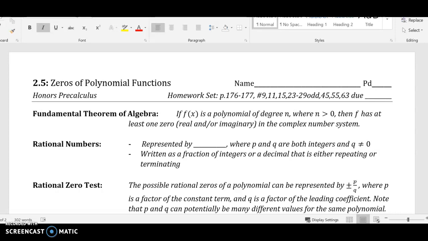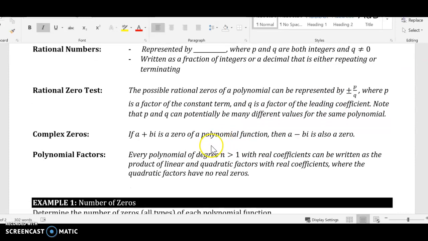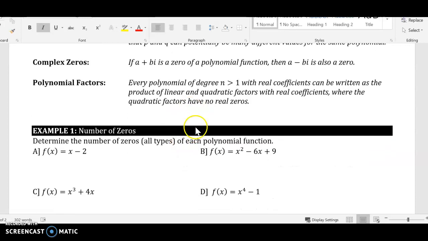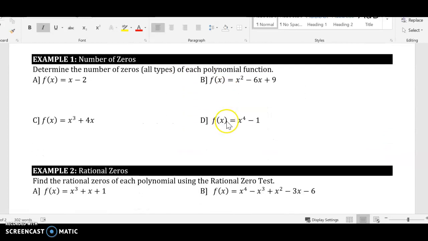We're going to take a look at finding zeros of polynomial functions. There's some information up above here that you can take a look at and read on your own in your notes. But we're going to determine the number of zeros of each polynomial. So we're not actually finding them. We could actually do that, but they're just asking to determine the number of zeros, all types.